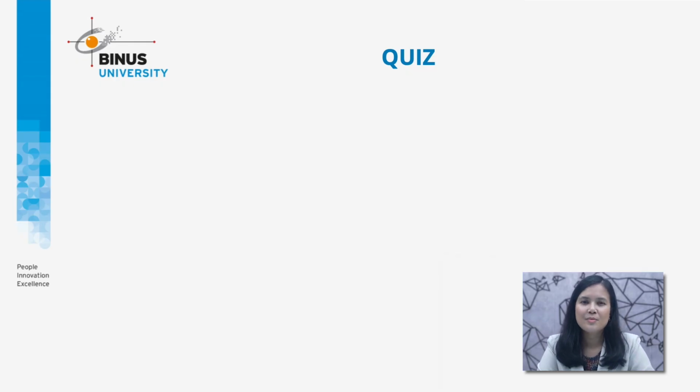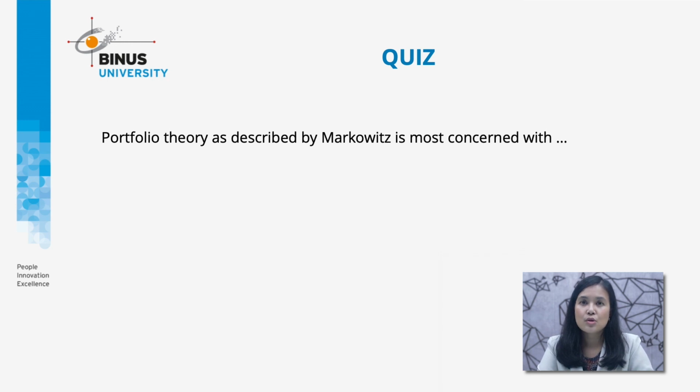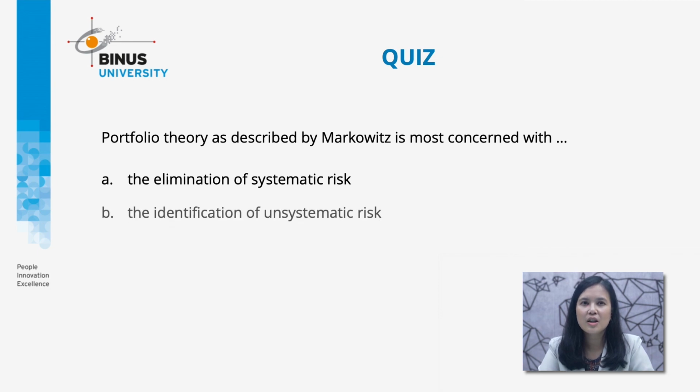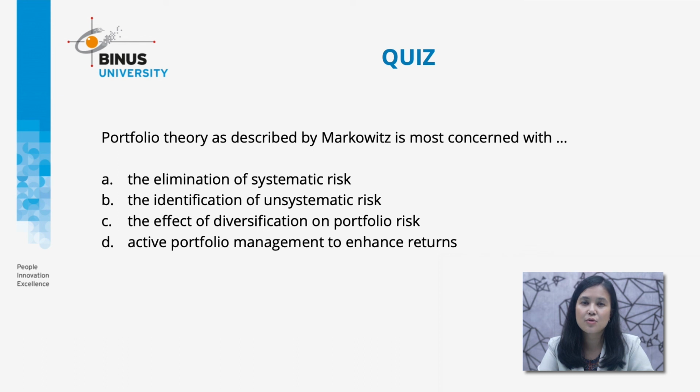Let's have a quiz for this material. Portfolio theory as described by Markowitz is most concerned with: A. The elimination of systematic risk. B. The identification of unsystematic risk. C. The effect of diversification on portfolio risk. And D. Active portfolio management to enhance returns.